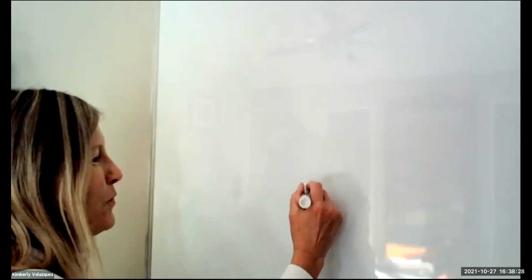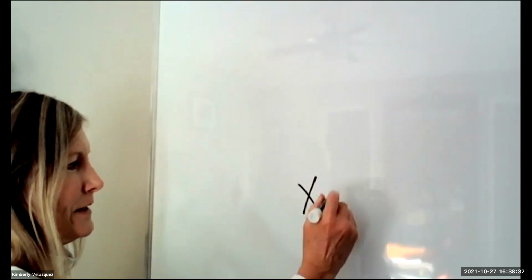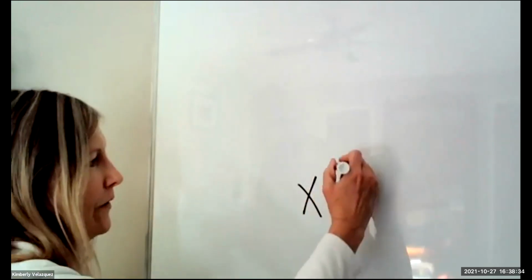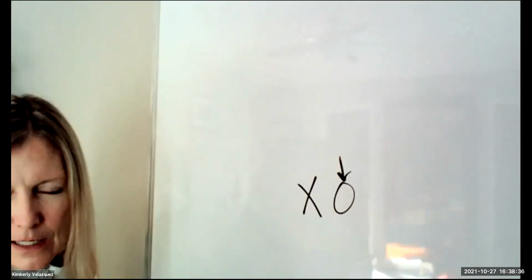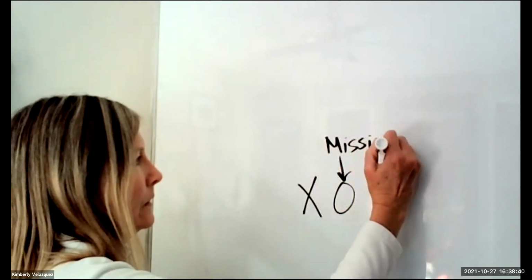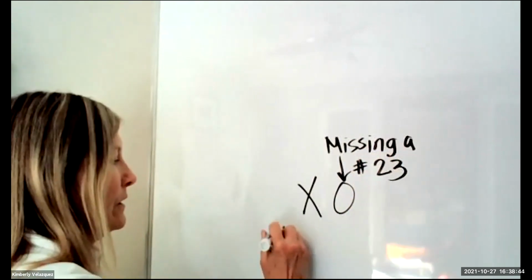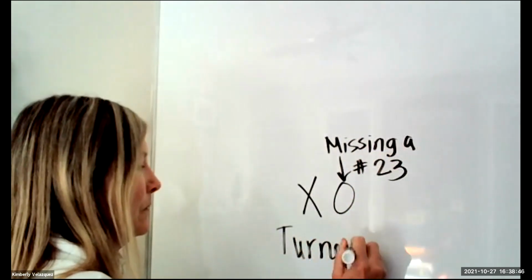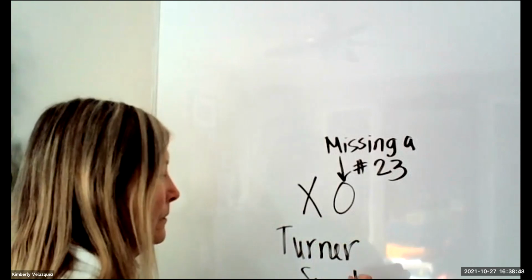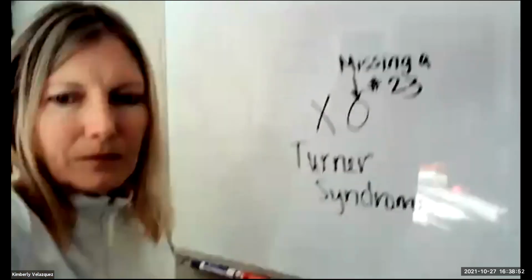So, okay, you can have just one X. And that person's genotype is usually written as XO. It means from one parent, they didn't get a sex chromosome. So they're missing a chromosome number 23. This is called Turner syndrome.